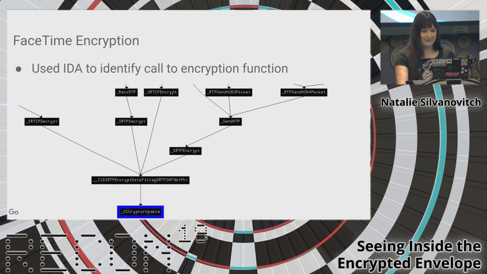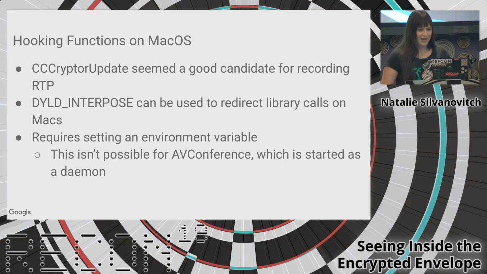And thankfully, these symbols were very descriptive. So SRTP is the protocol they use to send video conferencing, and it's called SRTP encrypt data. So that's definitely where the encryption happens. And then it calls this system function, CCCryptorUpdate, that does encryption. And I used something called DYLD interpose, which is basically an environment variable on a Mac that can change what library is used for a specific function.